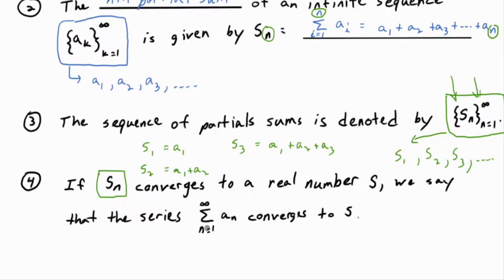So think about it this way. This infinite series, assuming it converges to S, is really the limit as n goes to infinity of Sn, the nth partial sum, which we're saying equals S. That's the proper way to write that.